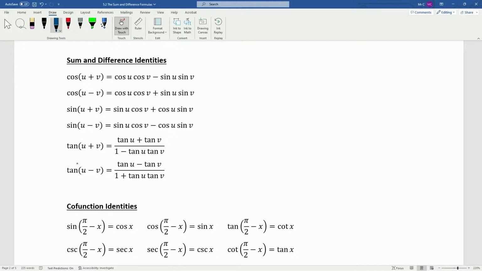Now, we can derive the tangent formulas by just taking the sine divided by the cosine and then doing some extra algebra simplification. Again, for time, I'm going to skip those, but you find those formulas with some pretty basic algebra. Now, when we take a look at these, what do we see? Tangent of u plus v equals tangent of u plus tangent of v divided by 1 minus tangent of u times tangent of v. And then when we look at tangent of u minus v, we get tangent of u minus tangent of v over 1 plus tangent of u tangent of v.